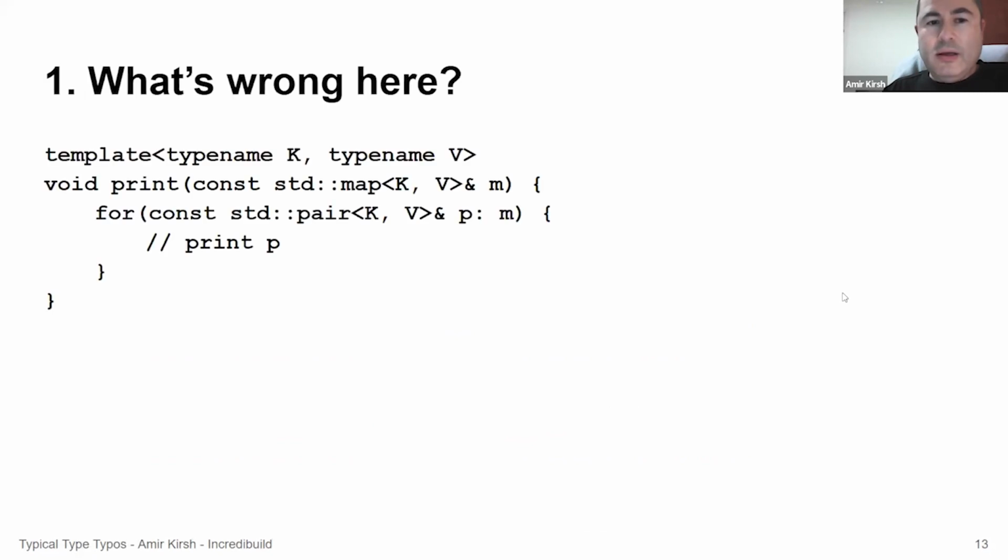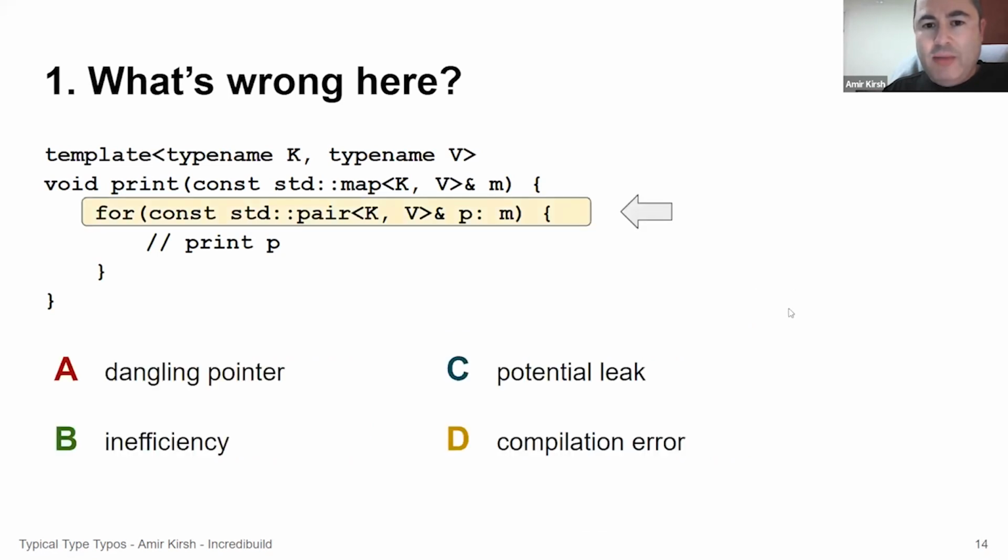So let's start. First question. What's wrong in this code? In order to focus you on the problem, let's take a look at this line. In this line, we have a pair. We want to iterate over all keys and values in the map, over all pairs. We do that with a const ref to the pair, and we print either the key, the first, or the second. What's wrong with this loop? Is it a dangling pointer, inefficiency, a potential leak, or a compilation error? Let's have a poll.